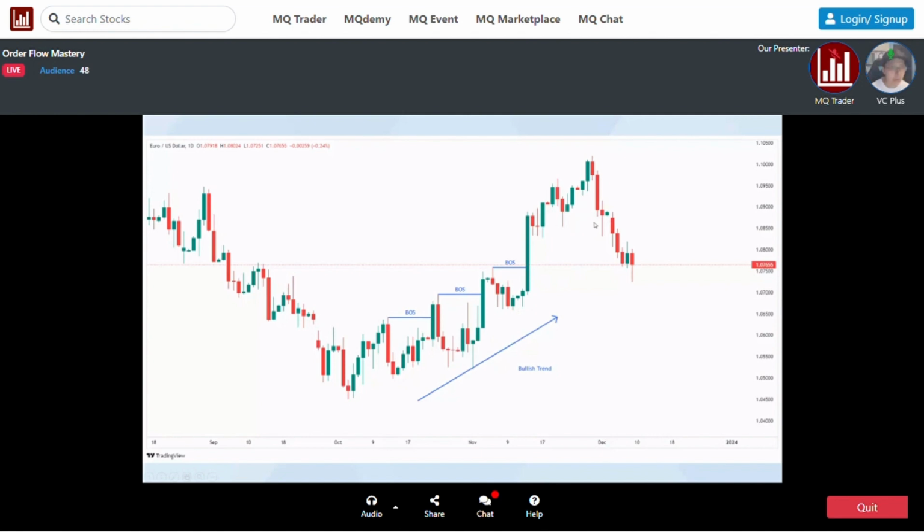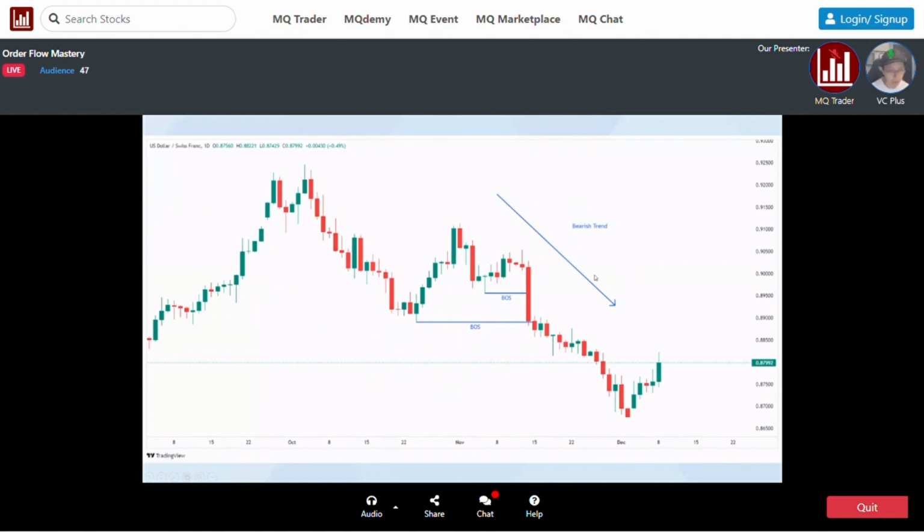This is the part where we have this term called change of character. It's basically suggesting that that's the very first break and close in the opposite direction, suggesting a potential trend shift. So BOS is basically that principle. Let me give you another example on the opposite side of things.